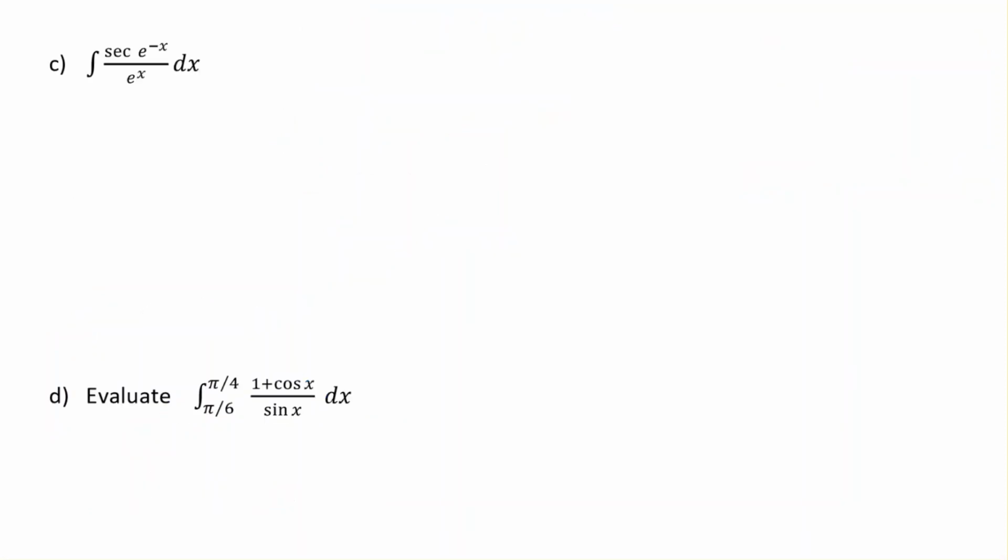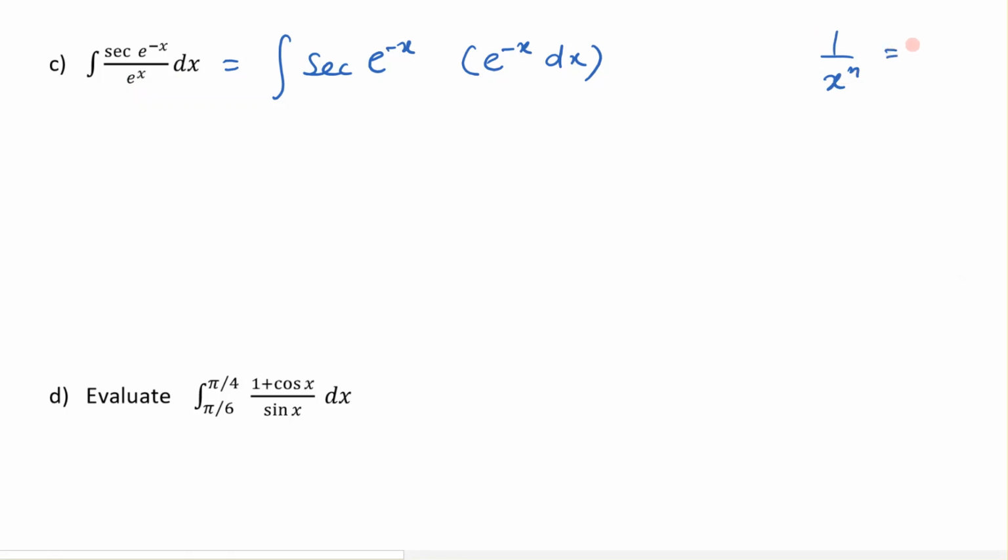So for the next problem, I recognize that I have e raised to the power negative x here and also e raised to the power x in the denominator. So I'm just going to rewrite it first in this form. I just moved this e^x to the numerator, and if you remember the exponent rules, if you have x raised to the power n and you bring this up, the power is going to be the negative of n.